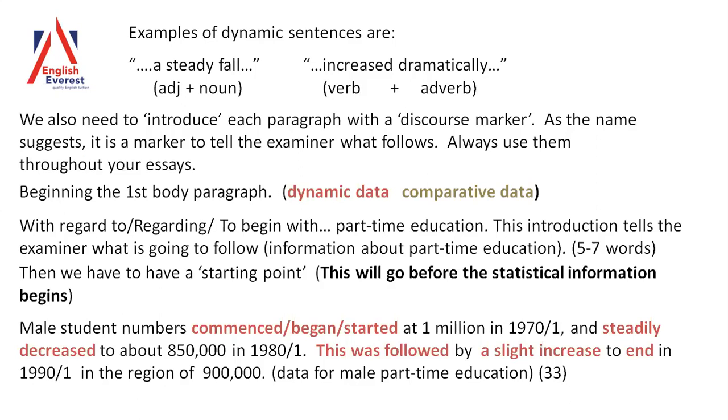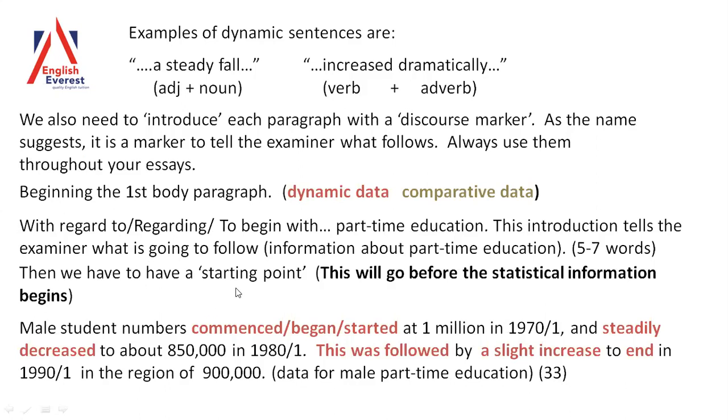So, beginning with the first body paragraph, and again, I've kind of condensed this because we're not going to write the full thing. We're focusing on these things. So here's our discourse marker: with regard to, regarding, to begin with, part-time education. This introduction tells the examiner what is going to follow: information about part-time education. 5 to 7 words, so a short introduction.